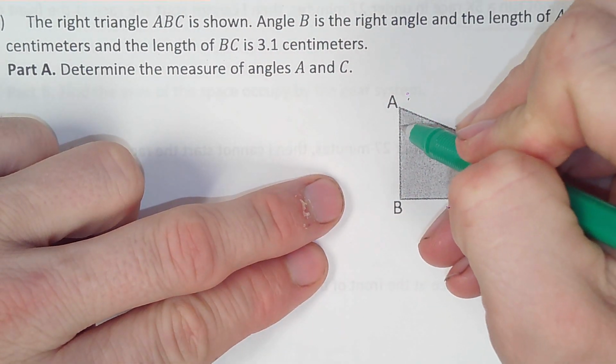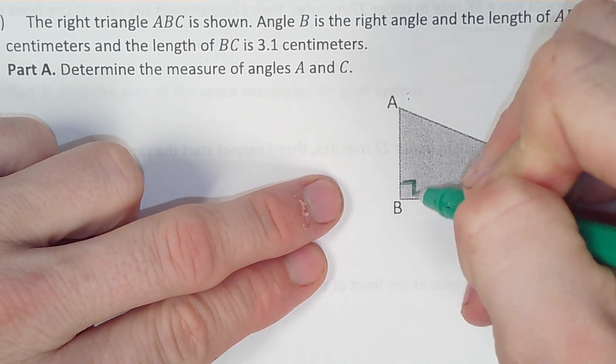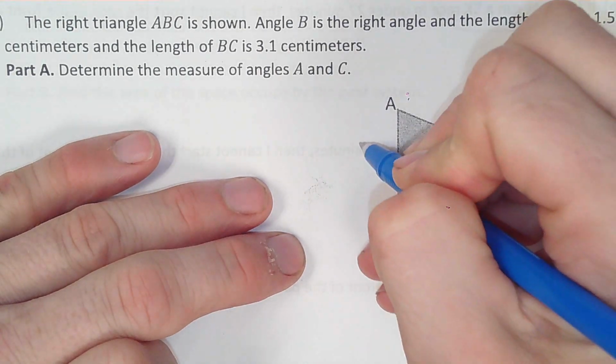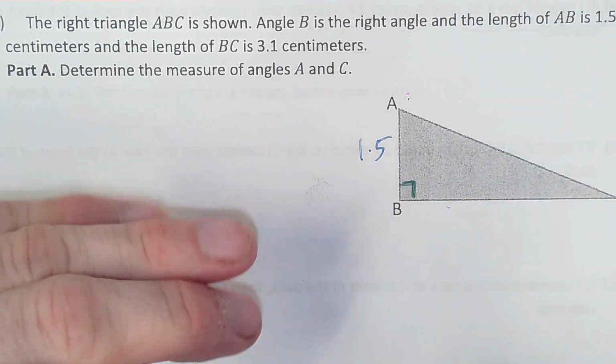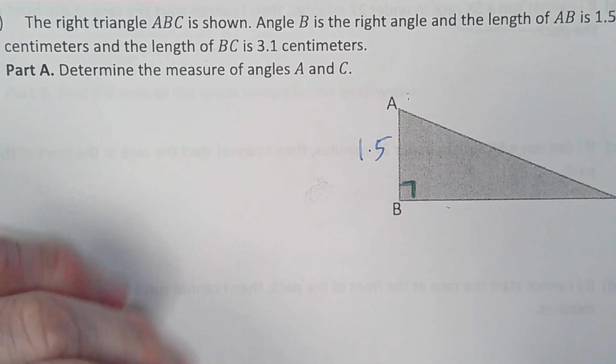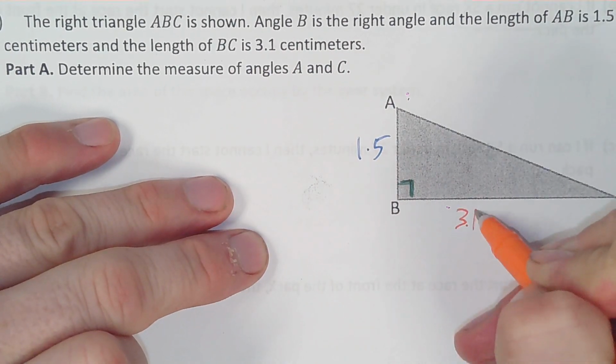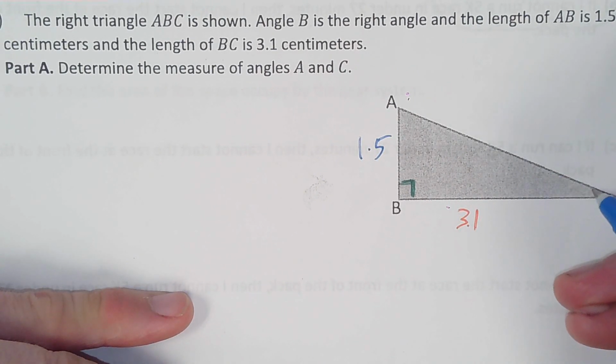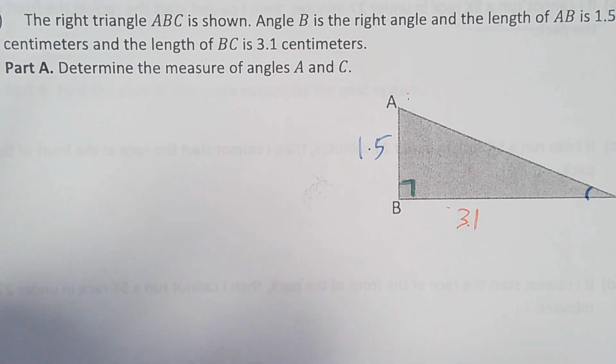So anyway, then we have this one here, and we have angle A and angle B, which is a right angle, and we have to figure out angle C and angle A. Line segment AB is 1.5, and BC is 3.1. What is angle C, and angle A?